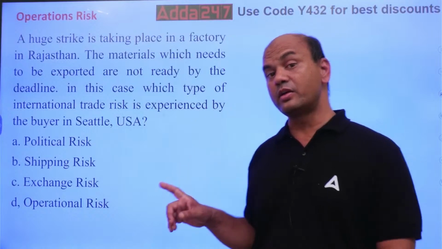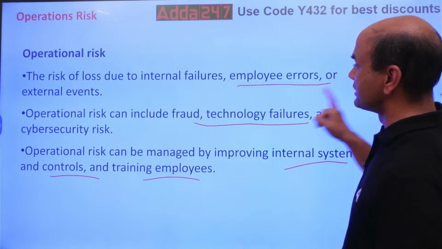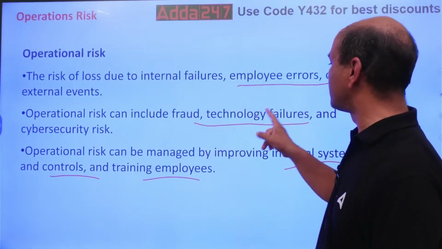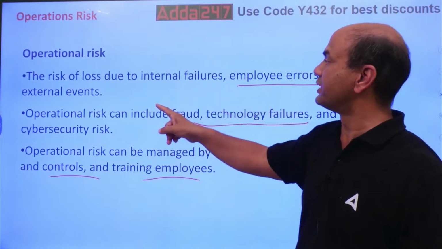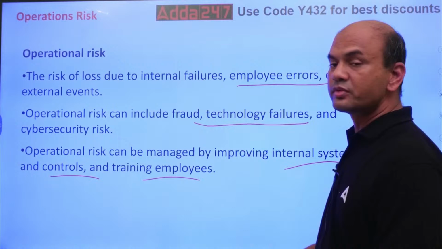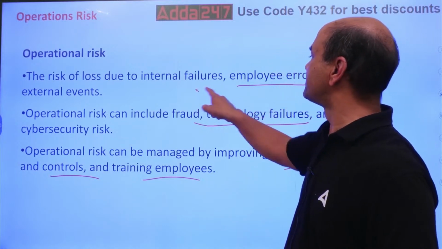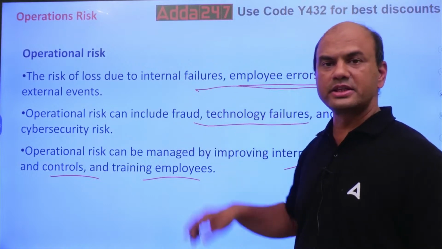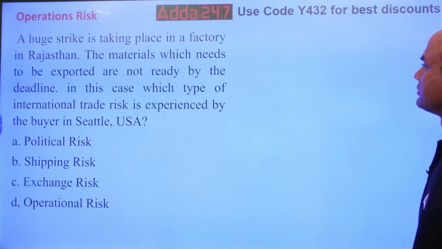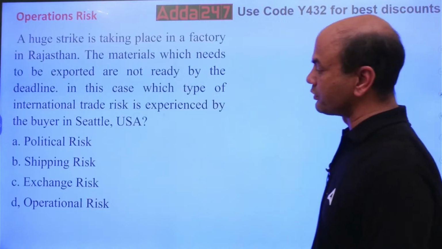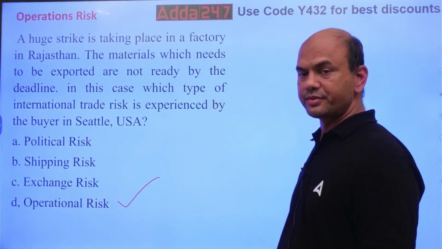What did we see in the operations risk earlier? Let me show you. See this. Fraud, technology failures, cyber security, then employee errors, external events, internal failures. So this strike is a part of internal failures, external events. So this huge strike is a part of your operational risk. Okay, operational. Got it?